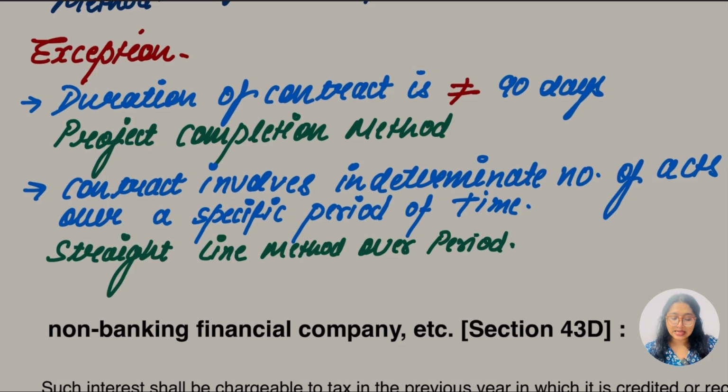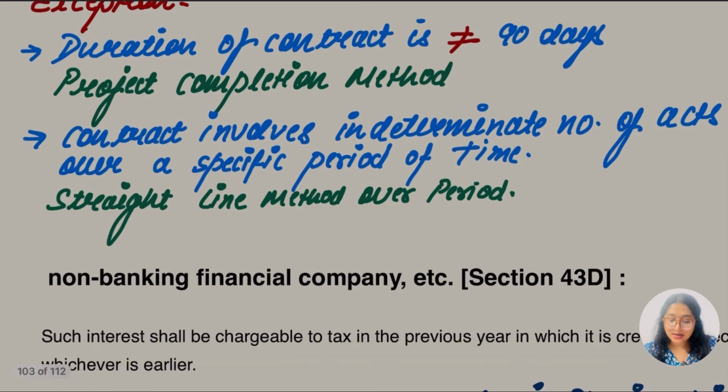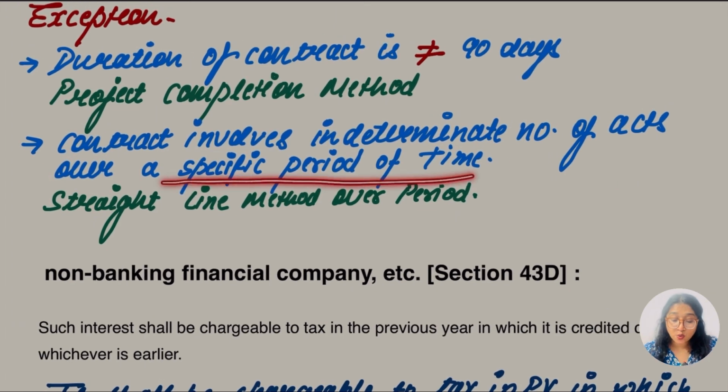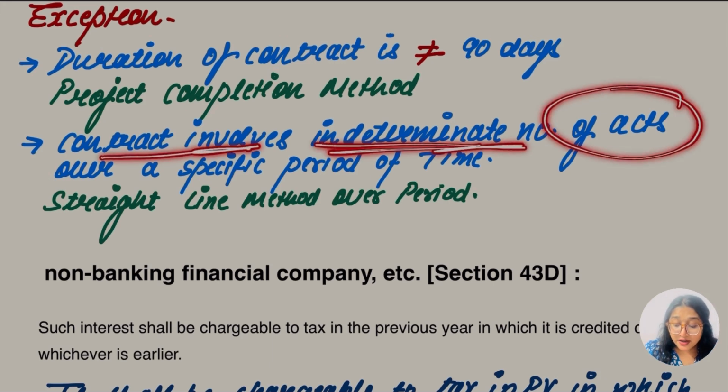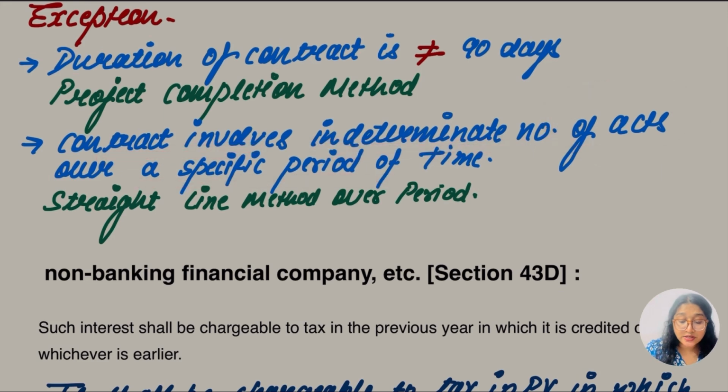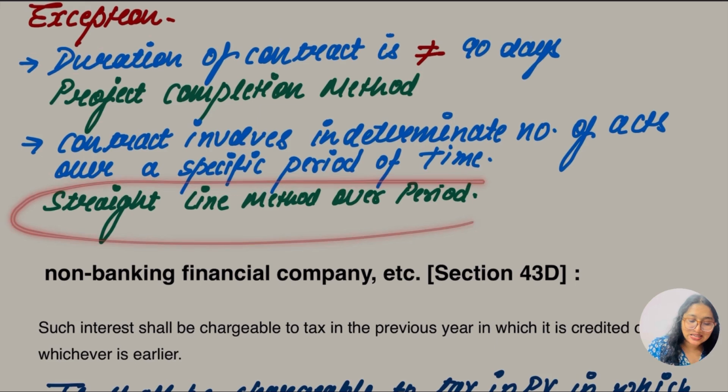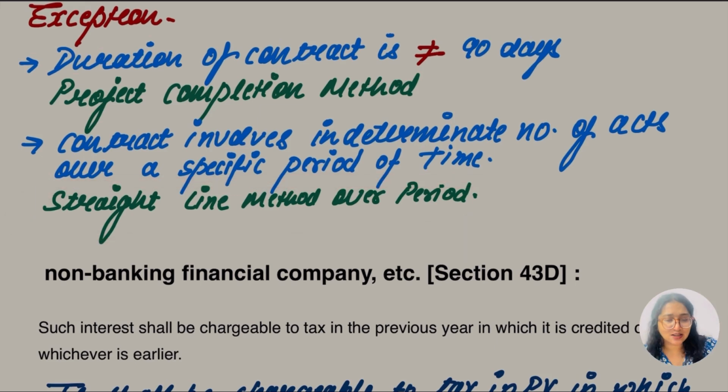So let's go for the second exception. Contract involving an indeterminate number of acts over a specific period of time. Now what are they saying? Shall we talk about internal audit? Yes. So when the contract involves an indeterminate number of acts over a specific period of time, then in that case the straight line method over the period is going to be taken for the recognition.